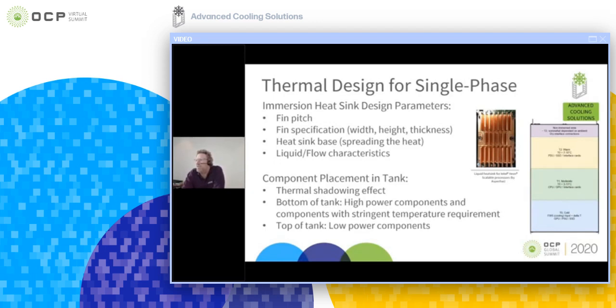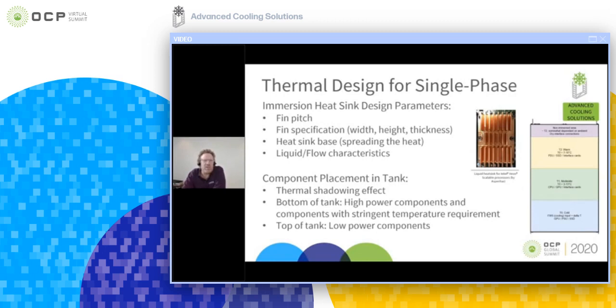Now, the liquid and flow characteristics are related to the fin positioning, fin design, and the angles in which the fins are placed, and these can differ per application. Another important consideration is the component placement in the tank. Thermal shadowing is something to take into account with single-phase applications. A component that is placed deeper into the tank, let's say a CPU that has a second CPU in its direct path in an upwards direction, will create a thermal shadow, which means that the upper heatsink will be getting the preheated liquid from the bottom heatsink.